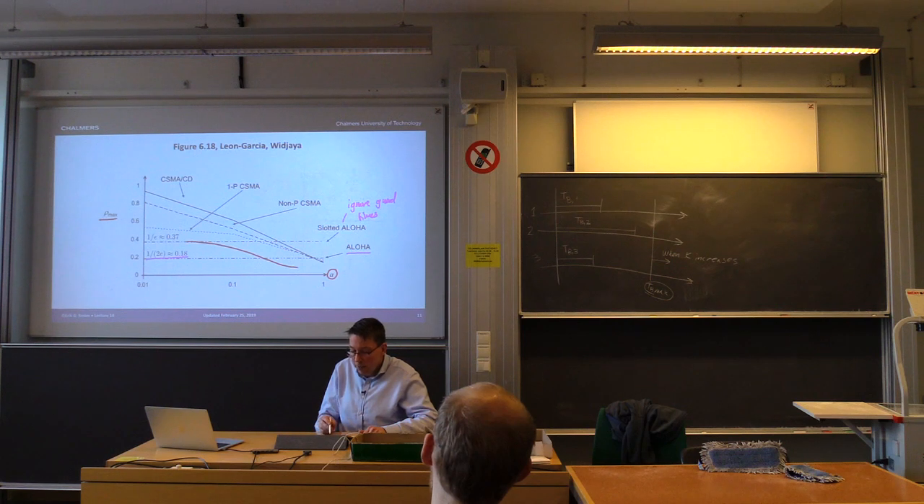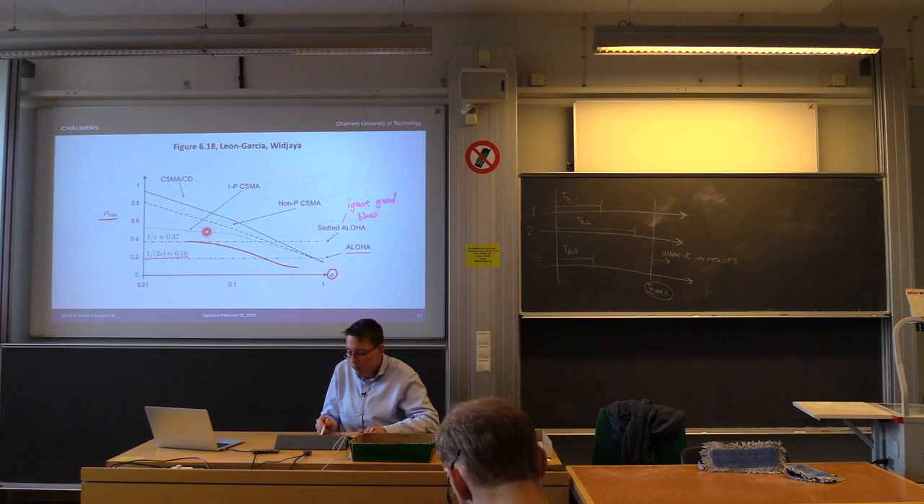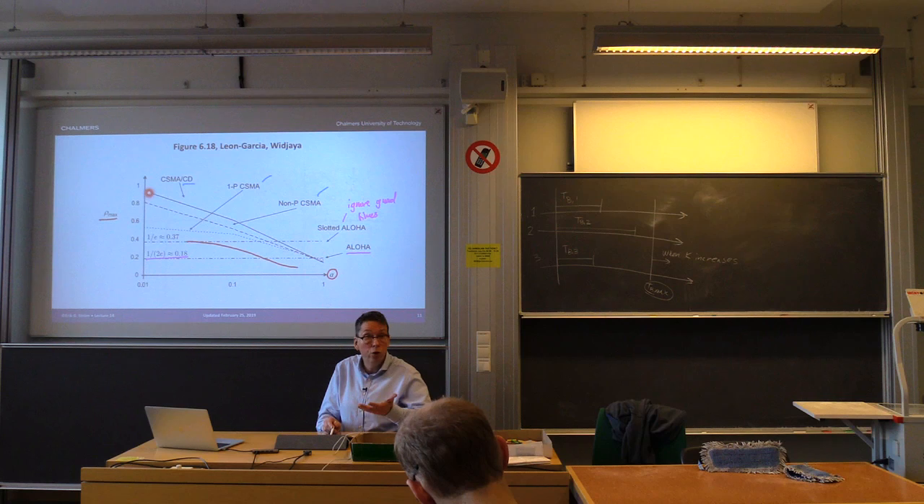Okay, and then we have these curves. Let's go with the CSMA. So one-persistent CSMA here will go like this. It's claimed. And then non-persistent CSMA will go something like this, and CSMA with collision detection would be the best. Now, these are without collision detection, and this one is with collision detection. So if you have collision detection, you should do better than without collision detection.